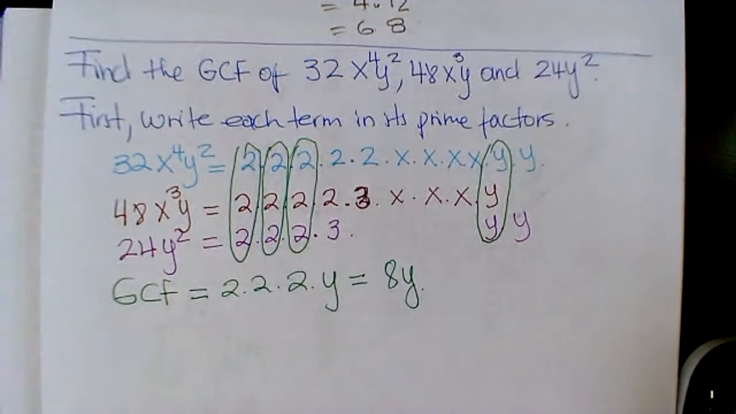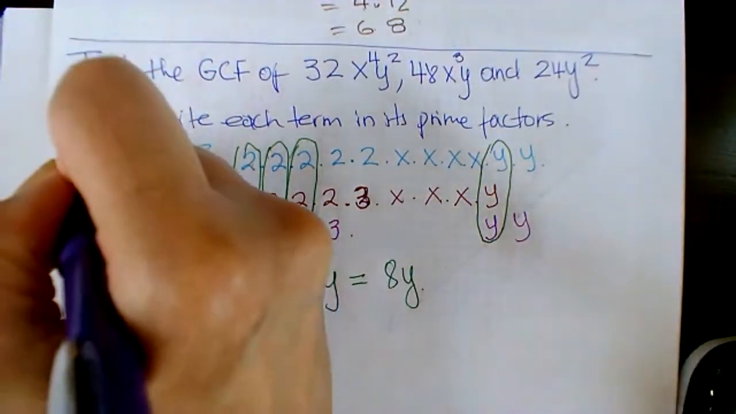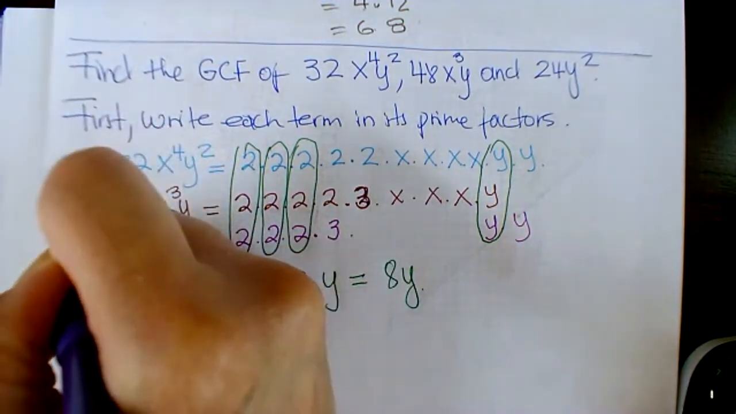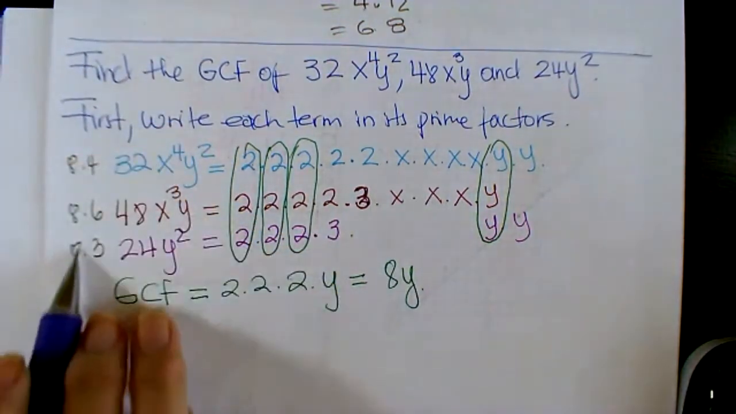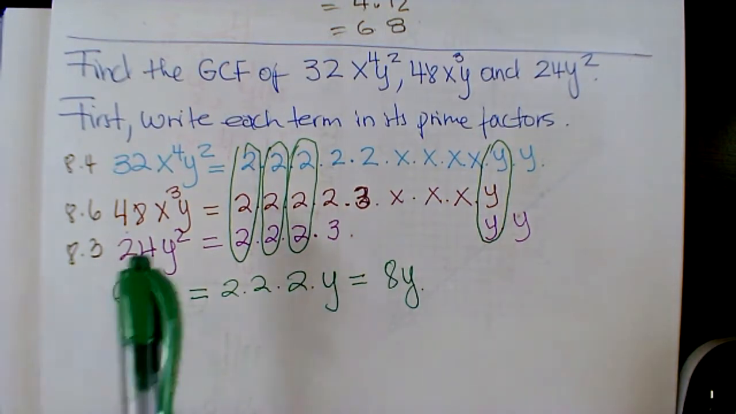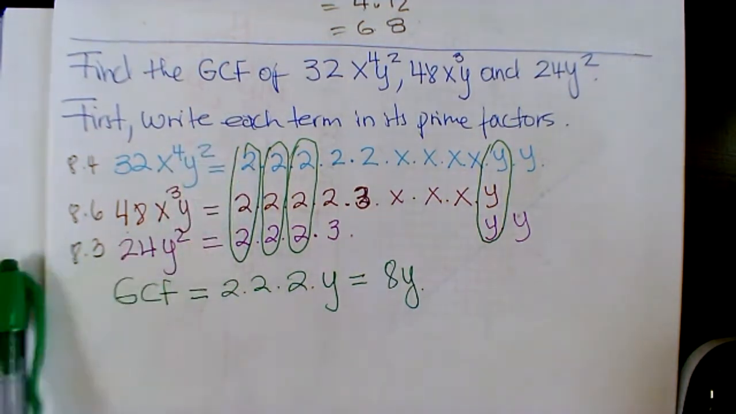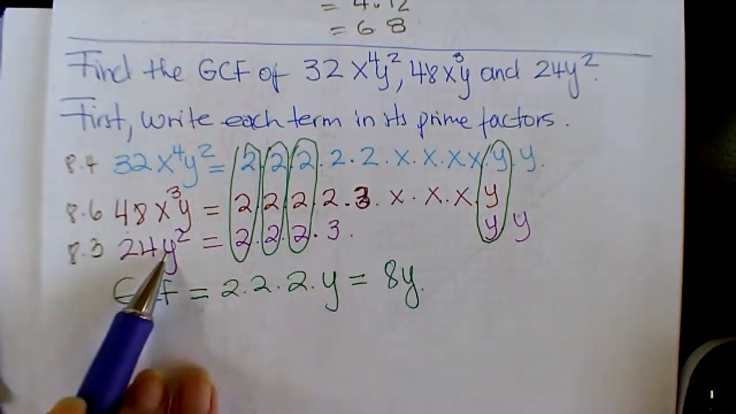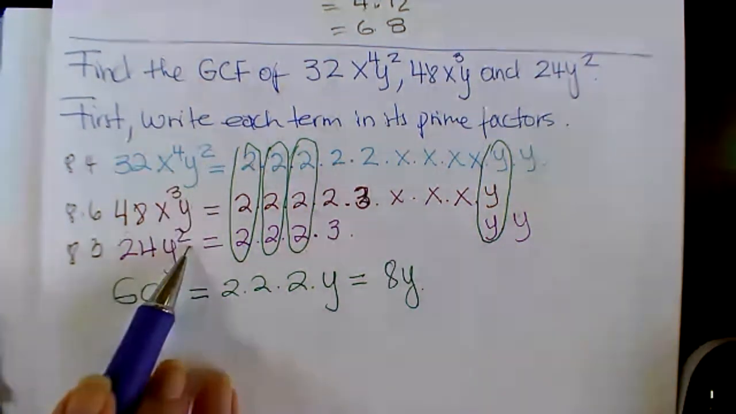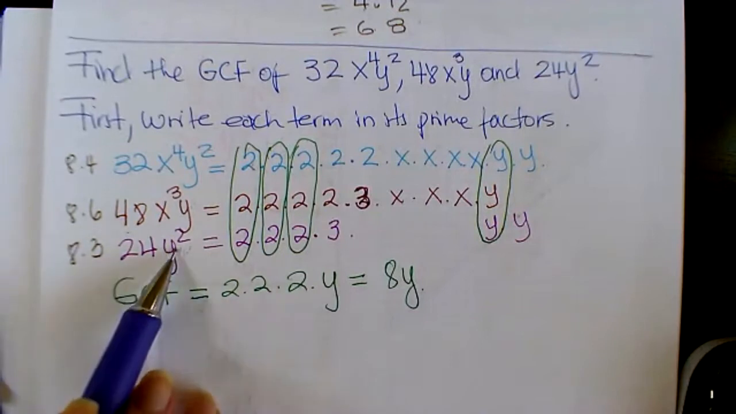And also, you could see here, 8 times 4, 8 times 6, and 8 times 3. That's the highest number that goes on all of them. And in terms of the values, you'll see the x is not going to be because it's not in this one. It needs to be on all of them. And the y's, we take the one that has the lowest exponent. That's the one that is going to be the greatest common factor.